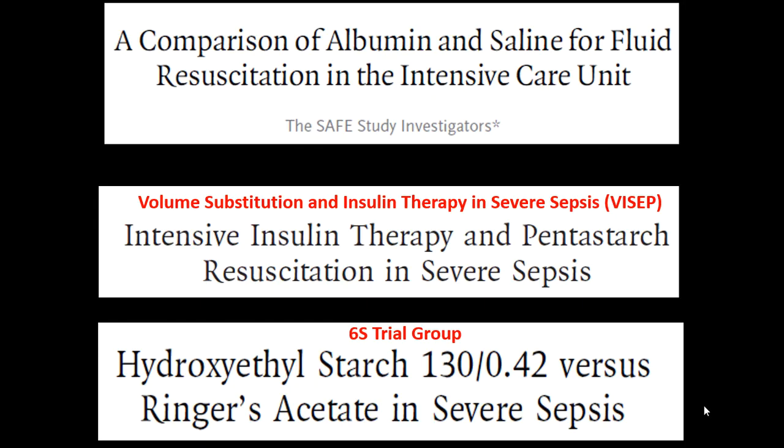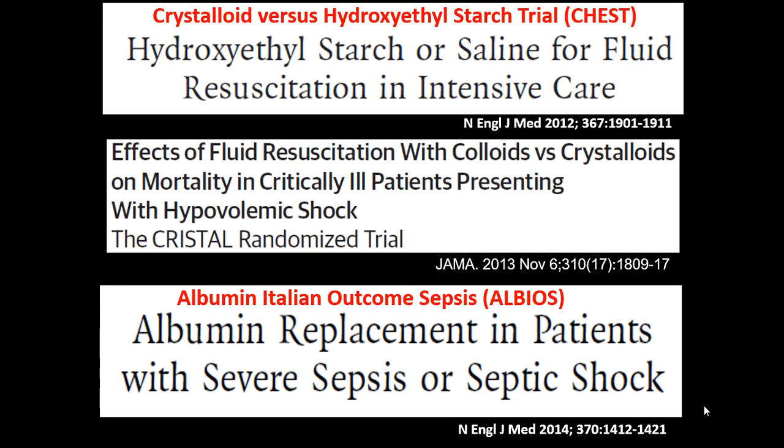Now, what is the role of colloids in the present practice? A lot of articles are there, but the most important ones: one was the SAFE study where they looked at albumin versus saline in resuscitation. Then the VISEP trial where they looked at two aspects, the role of intensive insulin therapy and also the role of pentastarch resuscitation. Then the 6S trial, the Scandinavian trial, where they compared hydroxyethyl starch versus Ringer's acetate. Then came the CHEST trial, hydroxyethyl starch versus saline. The CRYSTAL trial, colloids versus crystalloids and mortality in patients with hypovolemic shock, and the ALBIOS trial by Professor Jalali Anand where they looked at the role of albumin replacement. So they are all colloids.